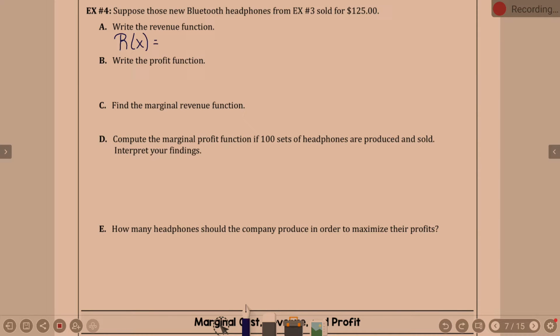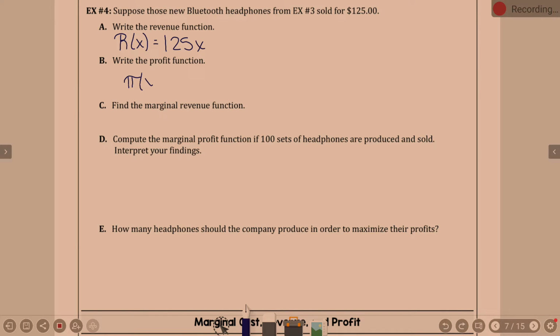How much are we earning? 125 per thing. So what am I going to write? 125x. Thus, there's not really a formula. It's just revenue is the cost of the item times however many items you're selling. Okay? Write the profit function.